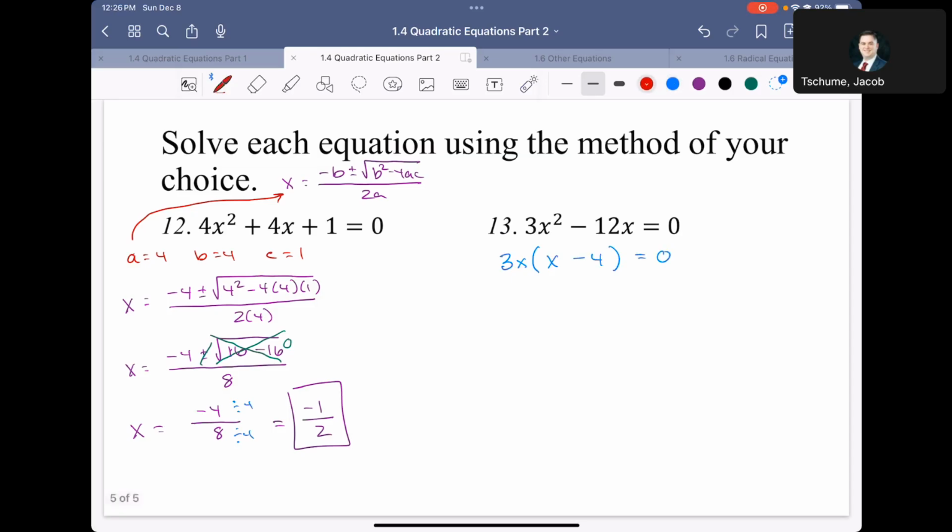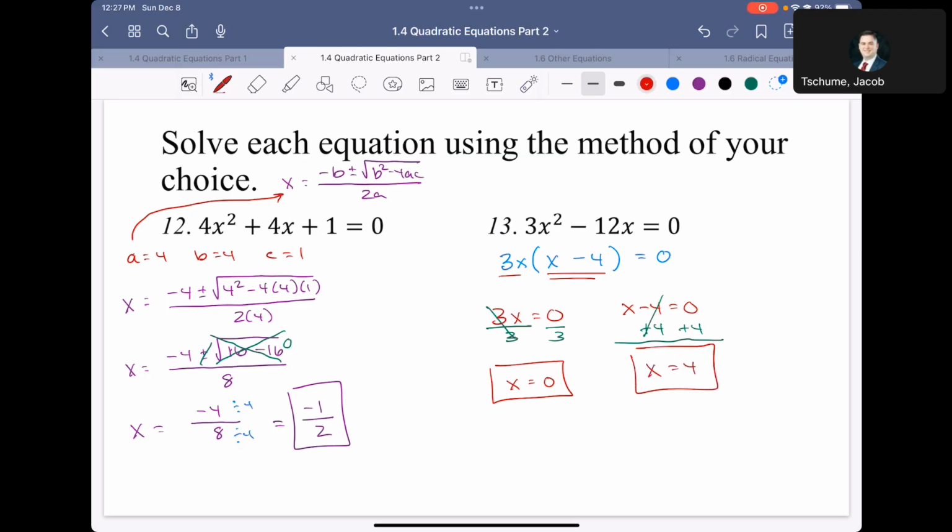Remember from the last video, if you can break this down into two things multiplied together, the zero product property says you can set each of these equal to 0 separately. So I'm going to set 3x equal to 0 and x minus 4 equal to 0. On the first one, if I divide both sides by 3, it doesn't do much, so you get an answer of 0. On the second one, if I add 4 to both sides, that gives me a second solution of x equals 4. And so that one I chose to solve by factoring instead of by the quadratic formula.